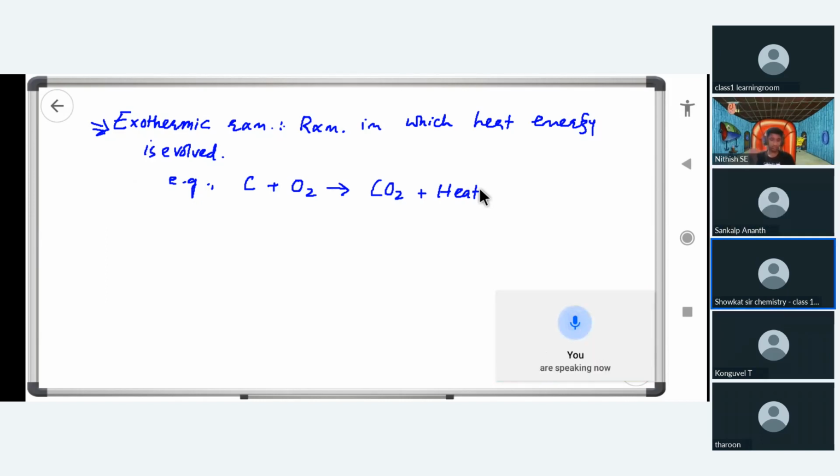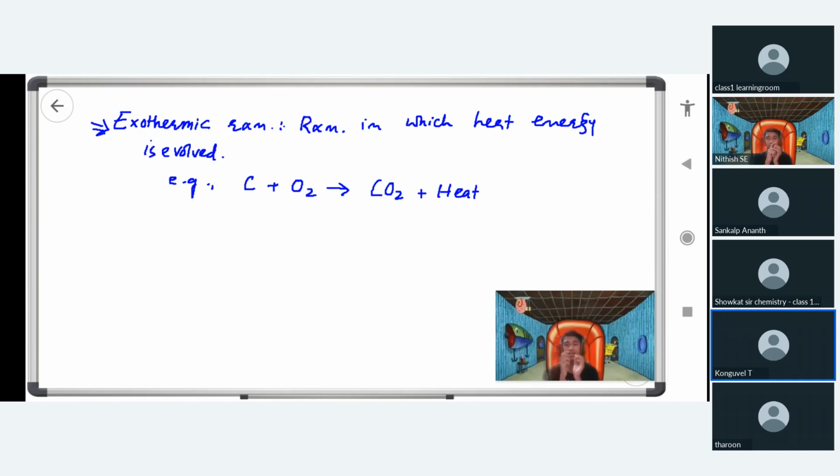Can you give me more examples of this exothermic reaction? Sir, formation of ammonia. Yes, formation of ammonia: N2 plus H2, nitrogen plus hydrogen gives ammonia, NH3. So it's also your exothermic reaction. Sir, it's not balanced. Sir, 3H2. Exactly. In order to balance, we'll write here thrice H2, right? Yes, sir. Okay, one more example.